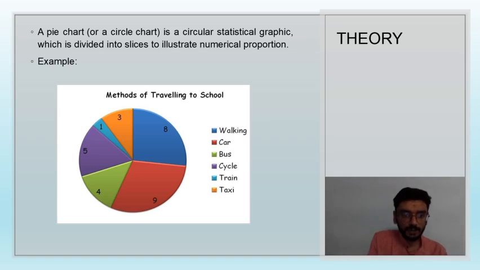Now a pie chart, as you can understand, is a circular representation. It is given in the form of a circle, and it is a circular statistical graphic. It is further divided into slices, and these slices are used to illustrate numerical proportions.